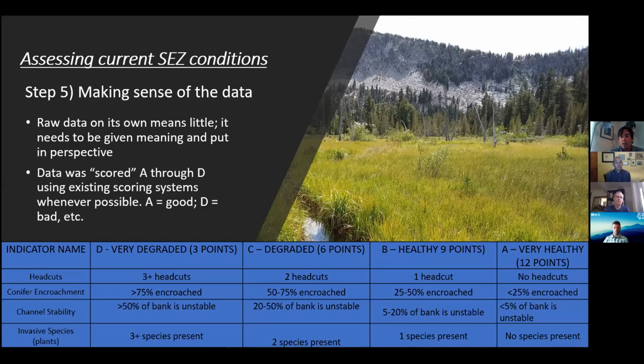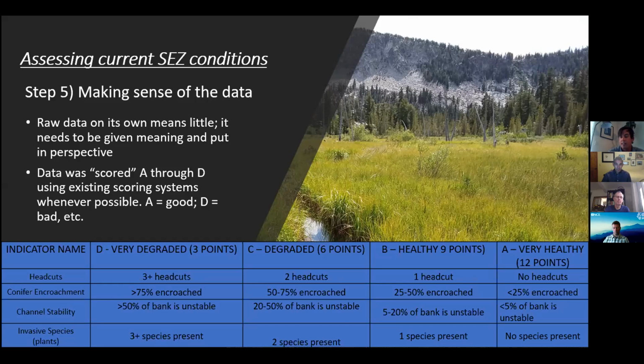So the way that we were able to put our raw data in perspective and give it meaning is we used a rating system where basically the data is scored A, B, C, D, where A is good, D is bad. And again, here we're using existing scoring systems whenever possible. A lot of these different protocols have a scoring system built in.